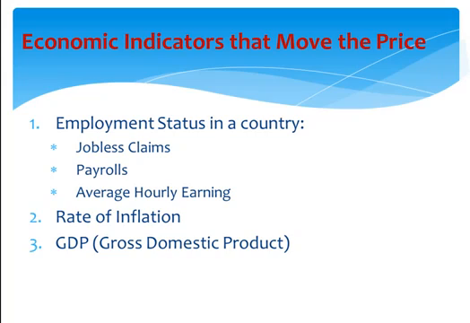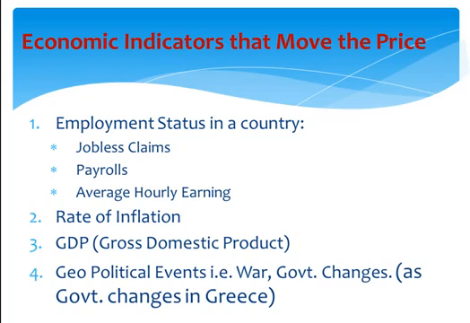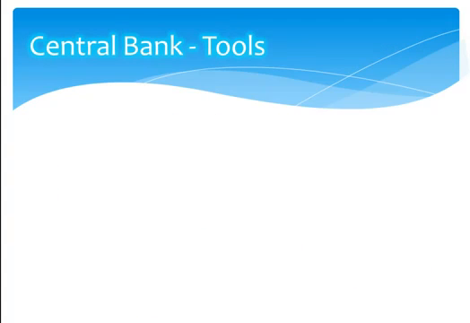Thirdly is GDP, gross domestic product. This is also a good economic indicator, and if the GDP is increasing, that means the country's economy is expanding. There are also geopolitical events like war and government changes, such as the government change in Greece. Because of government changes, the monetary policy of that specific country changes, and that leads to changes in the price of that country's currency as well.